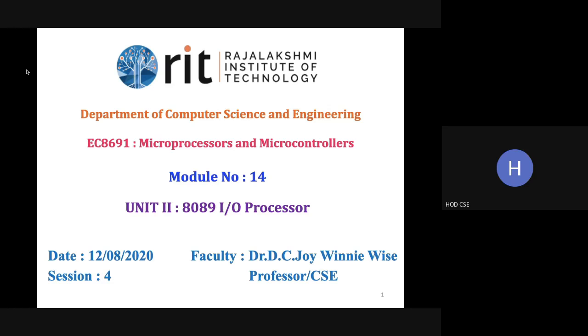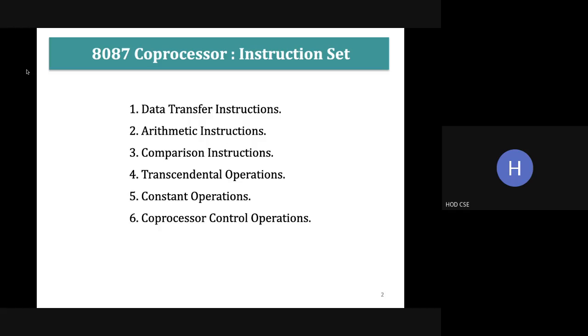Okay. Good morning, students and faculty. In the previous class, we saw about the 8087 coprocessor. It is a mathematical processor which is used to perform floating point operations. In today's class, we are going to see about the 8089 IO processor, which is used to control all the IO devices. In 87, in the previous class, I left some instructions. Let me go through that and then we go to today's topic.